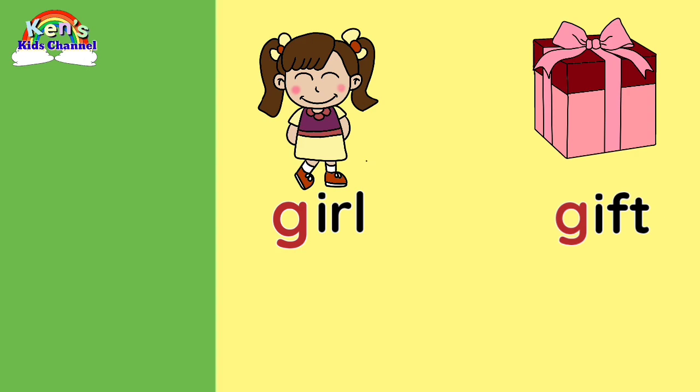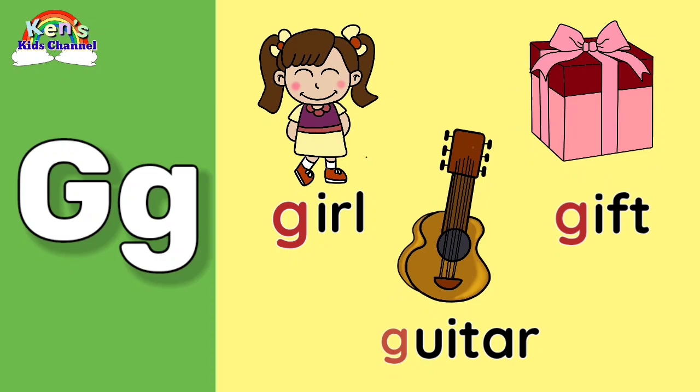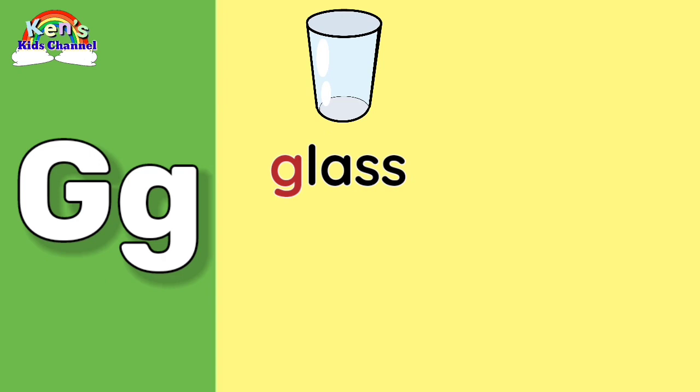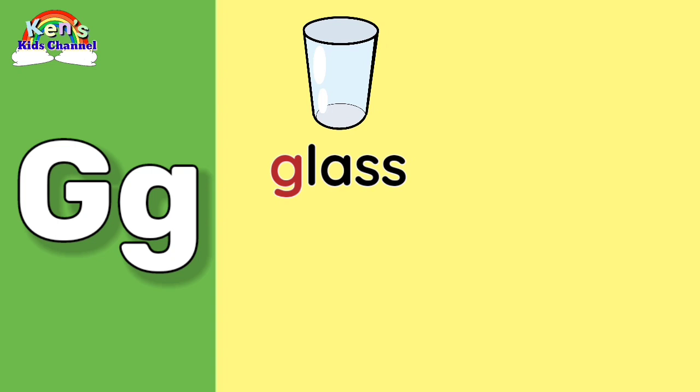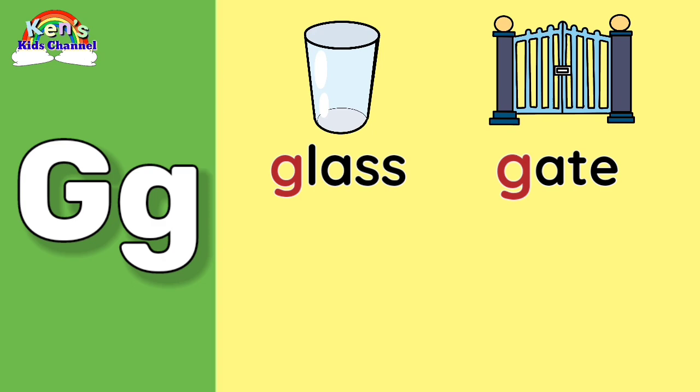G is for guitar. G, G, guitar. G is for glass. G, G, glass. G is for gate. G, G, gate.